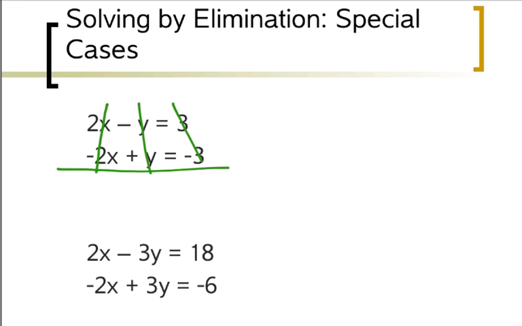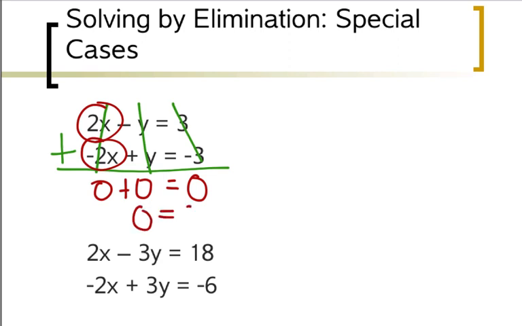Well, what we need to understand is that when something cancels, it actually turned into a 0, because I'm adding here, right? So 2 plus negative 2 is actually 0. Y plus negative y is another 0, so it's 0 plus 0 equals 3 minus 3 is 0. So what you actually end up with is 0 equals 0.